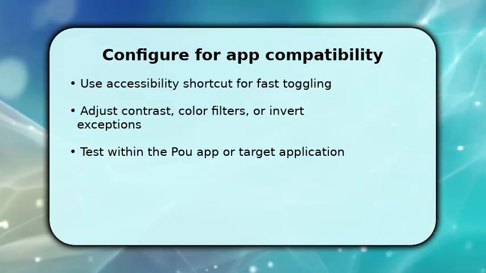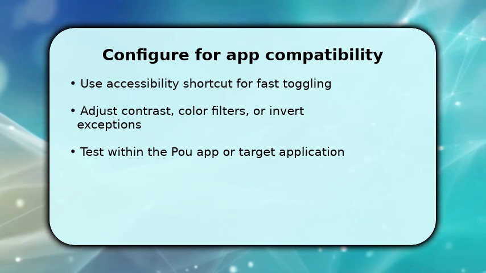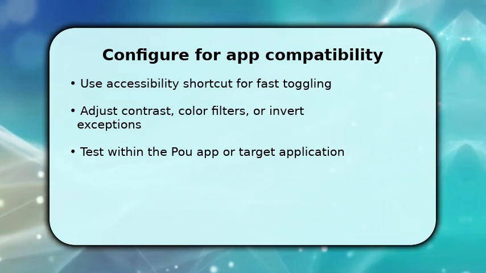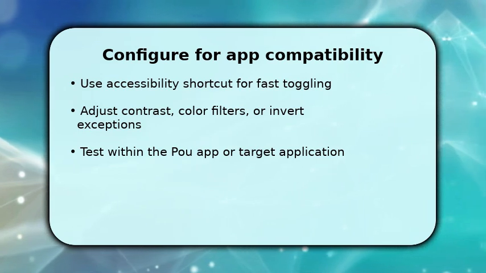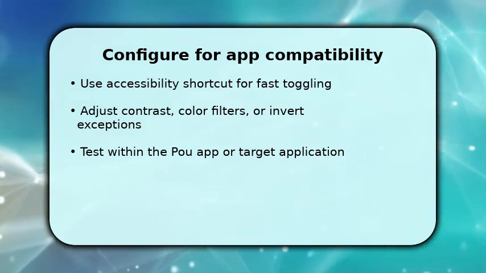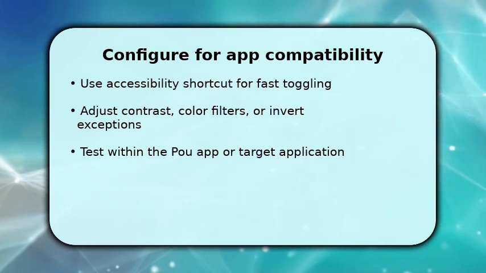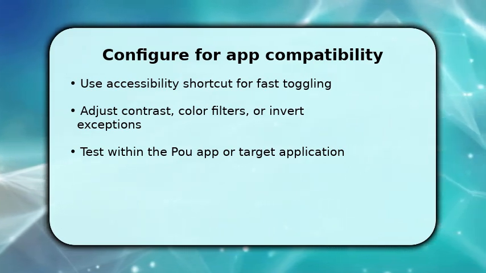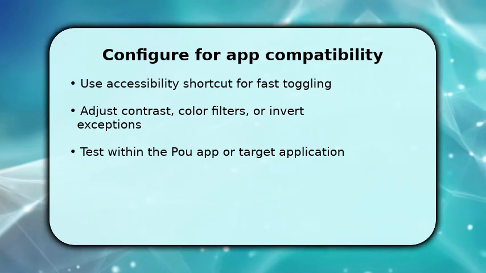On Android, open Accessibility, right arrow Accessibility menu or shortcut to assign a quick toggle. On iPhone, add Smart Invert to Accessibility shortcut or back tap. If available, adjust color filters, contrast, or invert exceptions so game UI elements still render clearly.